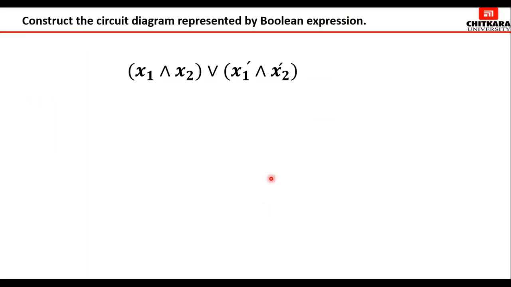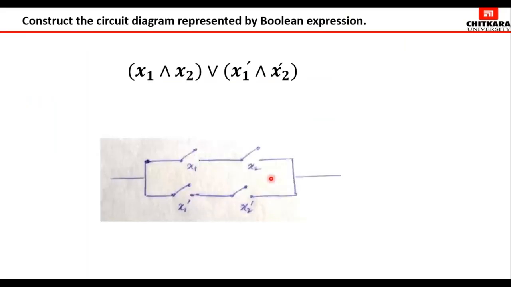Okay. So let's see what the circuit diagram is. It is exactly similar to the last question. The only difference is that here I'm using a combination of two switches. In the last question, there was a combination of three switches, right? So let me explain this question.